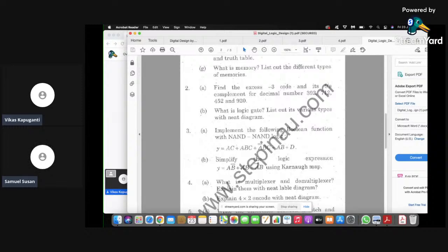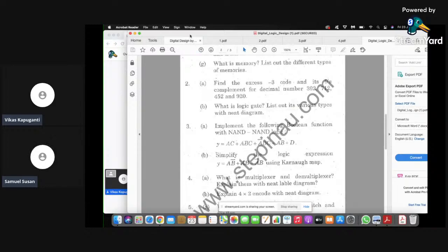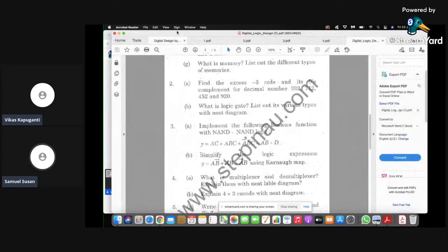Okay, that is done. So in the essay questions, you can see that in the first question, second question is from the first chapter, excess 3 code converter and the logic gates. Okay, types of logic gates with their diagrams and truth tables that we provided in the PDF of the first chapter itself. There are almost six logic gates: AND, OR, NOT, XOR, XNOR, right, NAND and NOR.